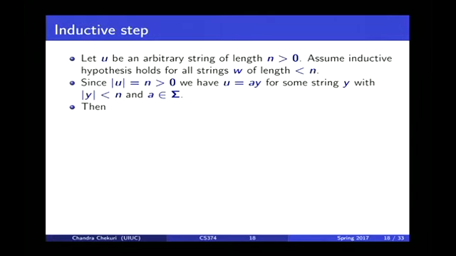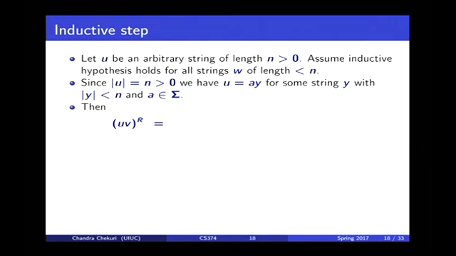Let u be an arbitrary string of length n greater than 0. Assume the inductive hypothesis holds for all strings w of length less than n. Since u is of length n greater than 0, remember, we need to prove it for n greater than 0, we can write u as ay, because that's the definition of a string. Either it's epsilon or it is a times y for some string y of length less than n, and a is a symbol. Then let's do this. What should we do?